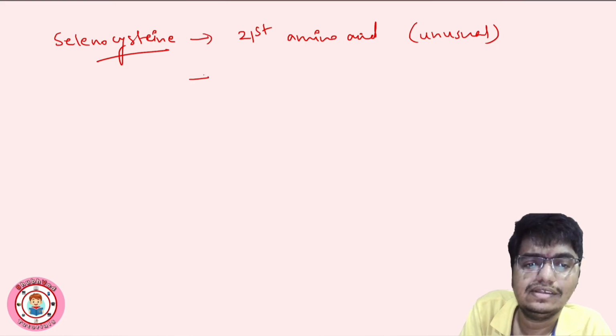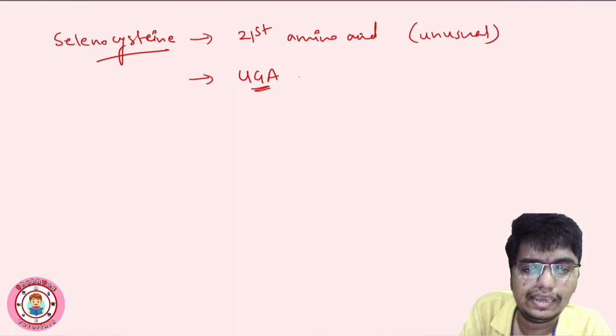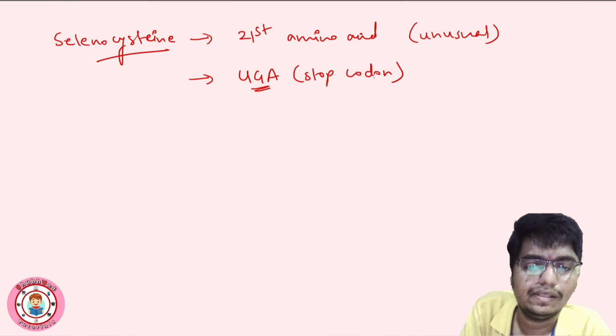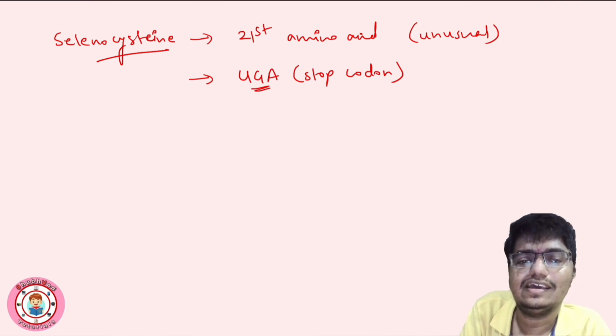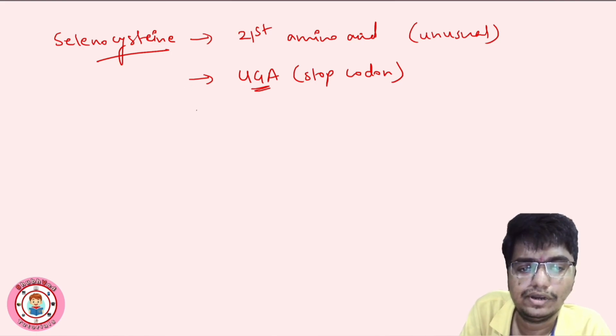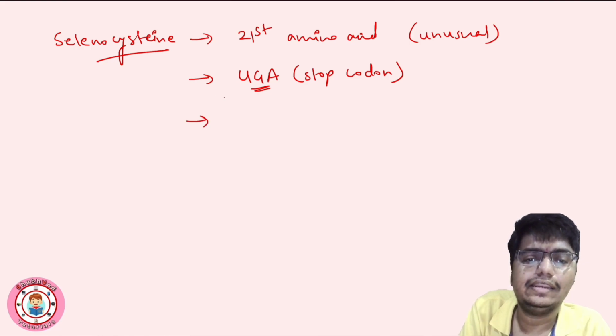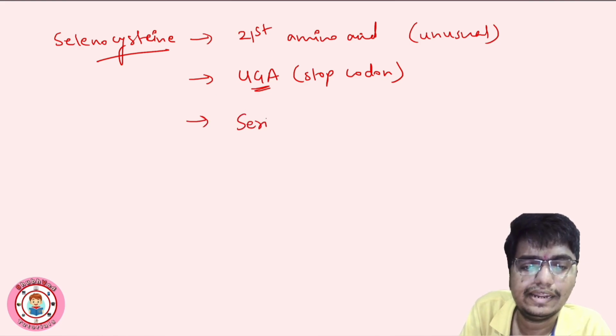So how is this incorporated now? Basically UGA. अभी ये तो स्टॉप कोडॉन है, इसीलिए तो हमें याद रखना है, राइट? दिस इज स्पेशल केस, स्पेशल केस है, कुछ तो स्पेशल सीक्वेंस है which is responsible for the selenocysteine incorporation at the stop codon UGA. Okay, very important. And this is incorporated by serine tRNA.